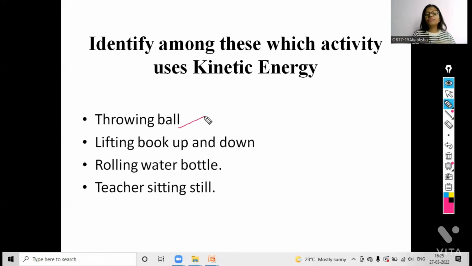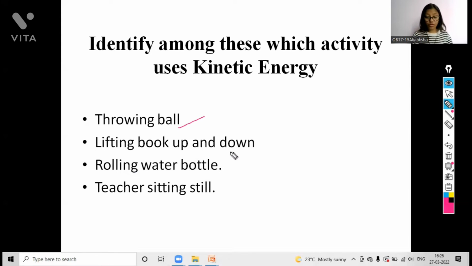When we are throwing a ball, like this, our hand is moving, so there is a certain kind of motion, and the ball is also moving. So the object, the ball, will have some kinetic energy. Why? Because it is in motion if we are throwing it, right? So the first option is yes, it is having kinetic energy.